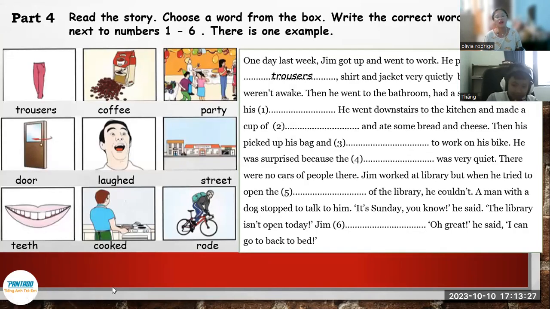Now look at this. Now, Thang, you practice writing because this is reading and writing. So you have to write your answer here. Please write your answer. You can pick your answers from this one and write here in the blank. Okay? You understand, Thang? Okay.